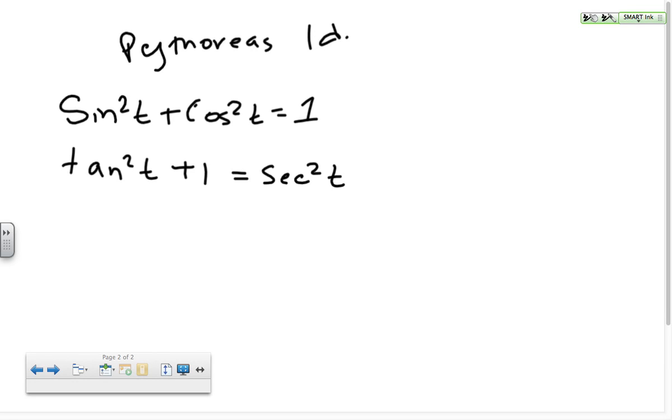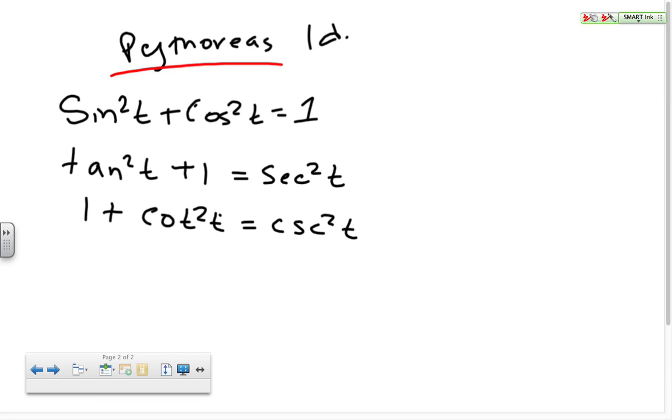One more within this set. We have 1 plus the cotangent squared of t equals the cosecant squared of t. Again, we can manipulate this to say other things, but these are the 3 rules for the Pythagorean identities. These are really important, and we will use these over and over and over again. One more, and again, I'm not going to go into why these work. I'm just going to give you the rules.